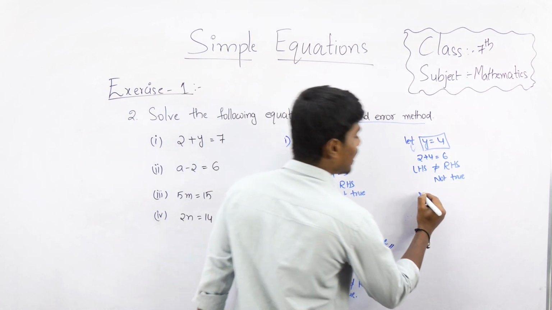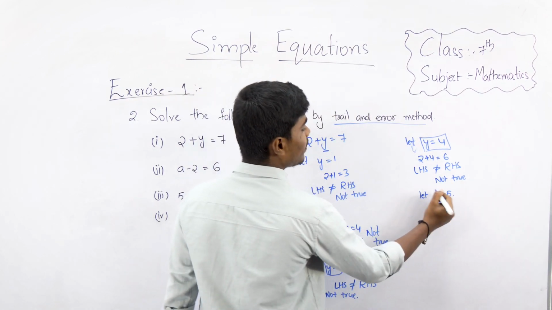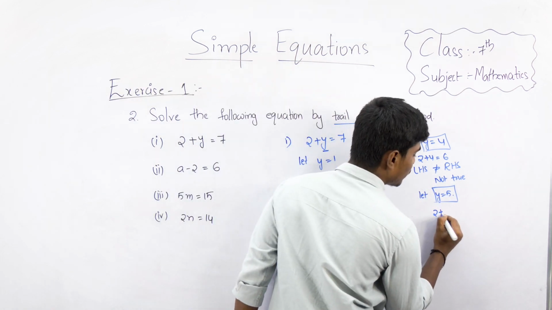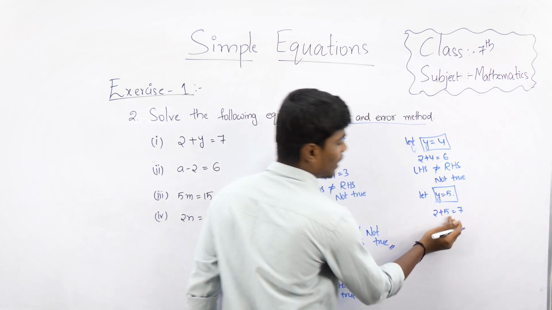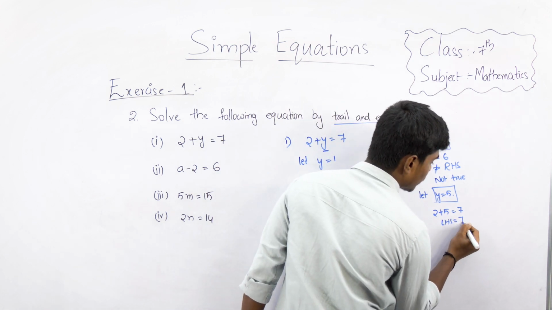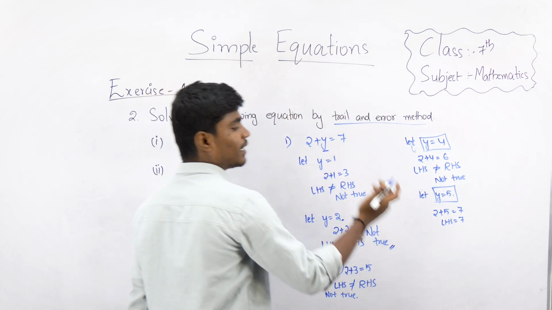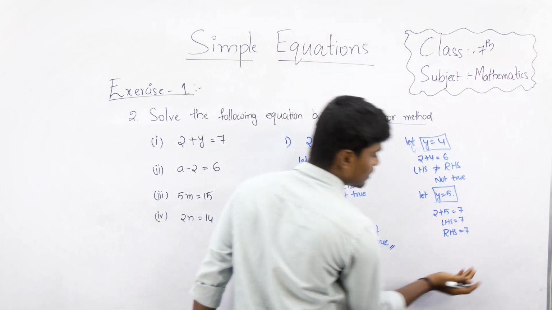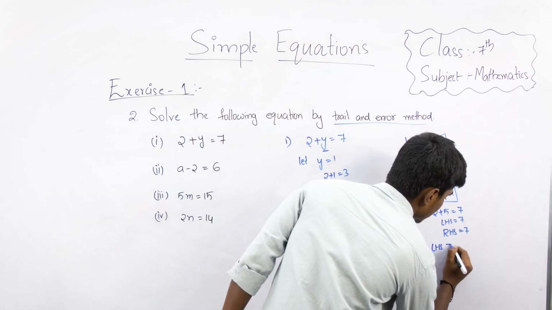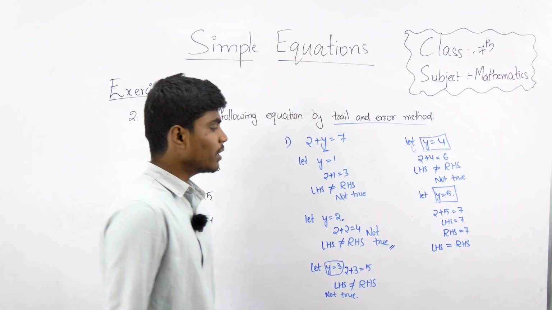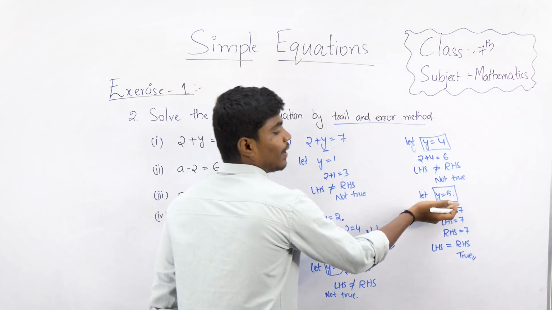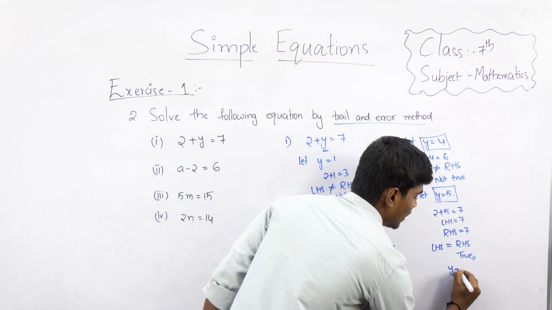Now let's take y is equal to 5. Here 2 plus y means 2 plus 5 is equal to 7. On the left hand side it is 7. What is the value in the right hand side? It is also 7. See, 7, 7. LHS is equal to RHS. So this is true. So what is the value of y here? y is 5. So y is equal to 5.